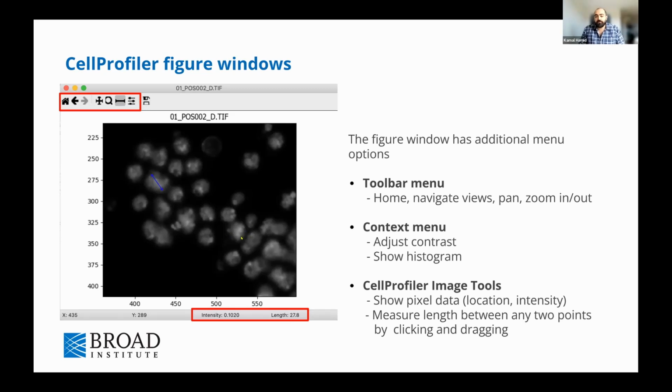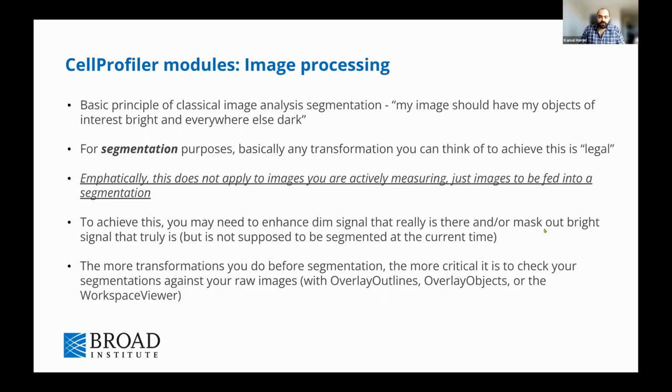And if you right click on the image, then you also get a context menu where you can adjust the contrast or you can show the histogram of the image, which is, again, very useful for optimizing parameters, such as which thresholding algorithm you want to use, depending on the shape of the distribution of the images, for instance. Now, with that, I'd like to hand over to Le, who will get into the good stuff, the image processing modules in more detail.